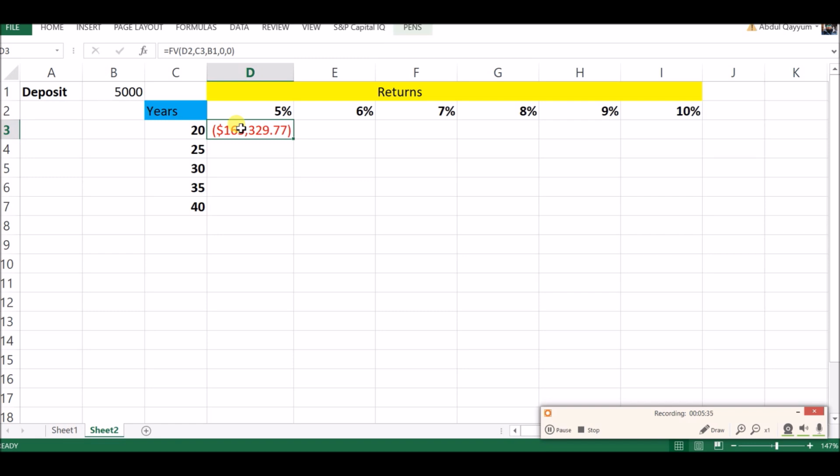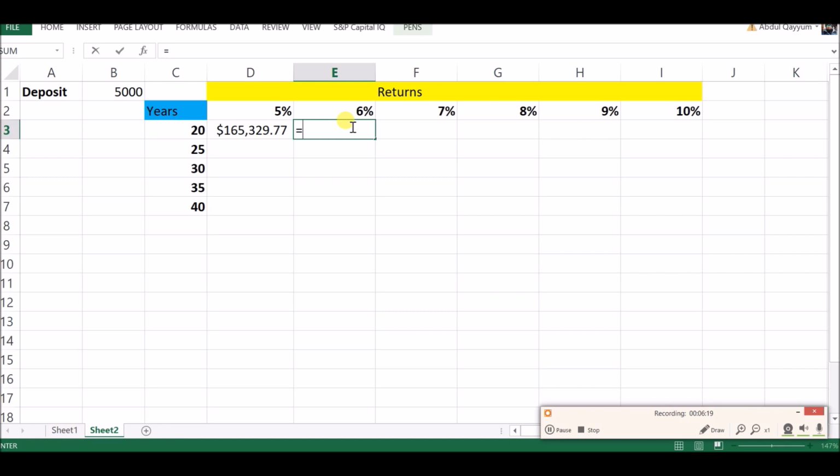Excel by default gives a negative value, so you can put a negative sign anywhere, which will make it positive. So this will be our future value if we deposit $5,000 every year, and the interest rate is 5%, and we keep doing it for 20 years. We will get $165,329.77.